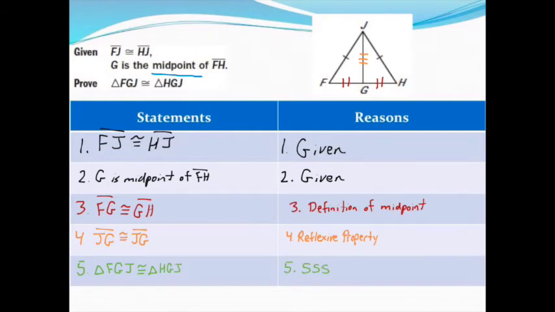If I take a look at my tick marks, all three sides are matched up, so that is one of our 5 shortcuts we've talked about. We can say that these two triangles are congruent to each other because of side, side, side.